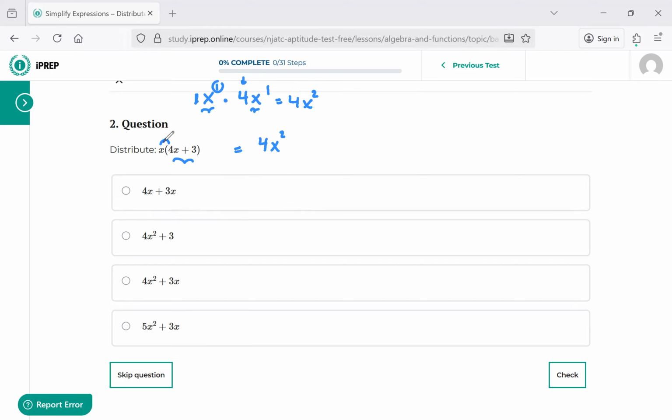Okay, let's move on. What's x times 3? 3x. So that is my final answer, 4x squared plus 3x. There you go.